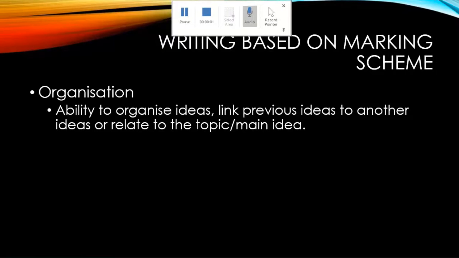In short, organization marks depend on our ability to organize ideas, link previous ideas to other ideas, or relate to the main topics or the main ideas. Anything in our essay which makes our essay easy to read will influence the marks for organization. Well, this is the reason why we need to make paragraphs.